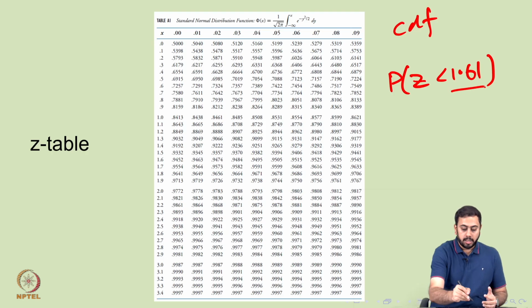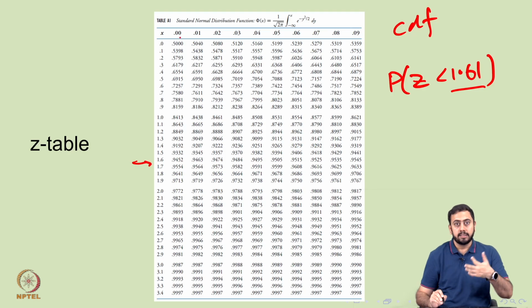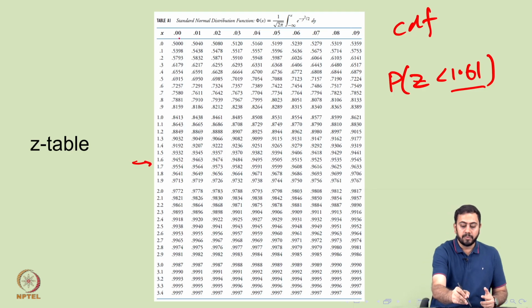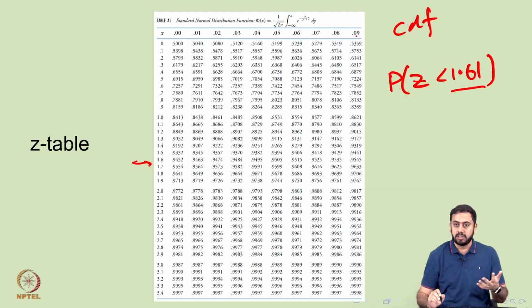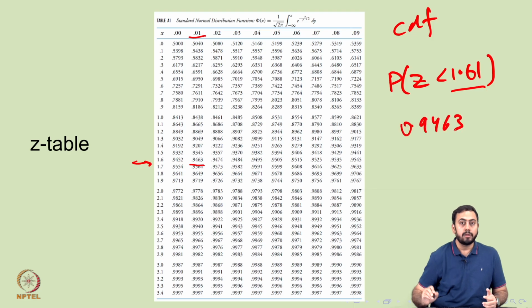So you come down and spot 1.6 here, and then the second decimal is 1. Across this row you will see all the decimals. The very first row gives the second decimal: 1.60, then 1.61, 1.62, 1.63 and so on, all the way up to 1.69. But which second decimal do we want? We want 1.61, so we stop here. The correct answer here is nothing but 0.9463.